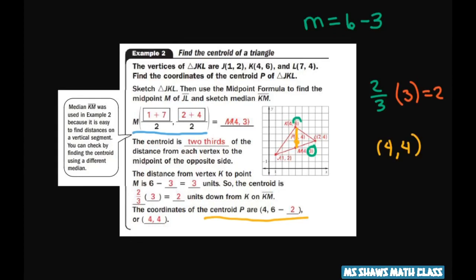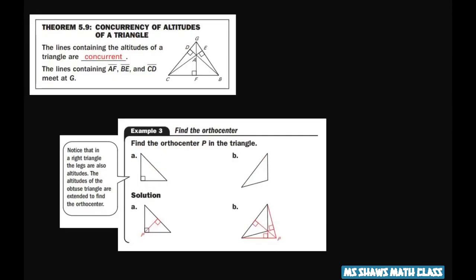So basically, that's it. And here we're going to talk about altitudes now. Altitudes have to do with perpendicular lines. So the lines containing the altitudes of a triangle are concurrent. So the lines containing AF, BE, and CD all meet at G. So you can extend this and they meet at G.